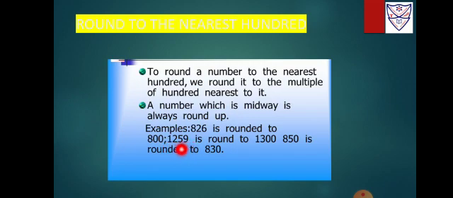Then ones, tens and hundreds. 2 is in the hundreds place value. The number next to 2 is 5, which is 5 or greater than 5. Then what is the rule? We have to add 1. So here if we add 1 to 2, we get 3, and the answer is 1300. In these two places we will put 00. Hence the answer is 1300.